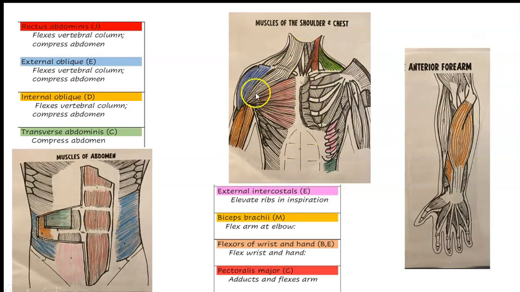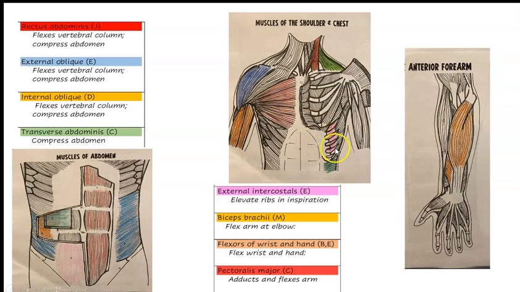Going to the muscles of the shoulder and chest, again, here is your deltoid that's colored, your sternocleidomastoid, and your trapezius, which aren't listed down here because we already identified them, and you might want to put anterior because, again, we're looking at the anterior view. But here's your bicep, here's the pectoralis major. Biceps is going to flex your arm at the elbow. Pectoralis is going to adduct and flex the arm.